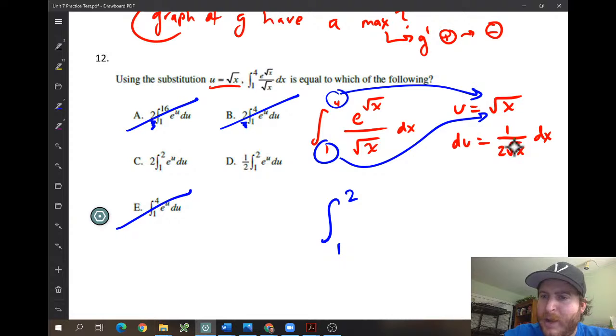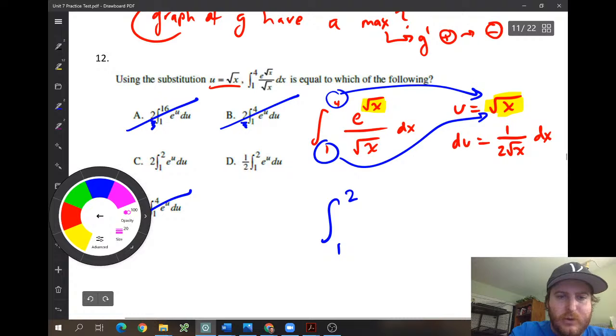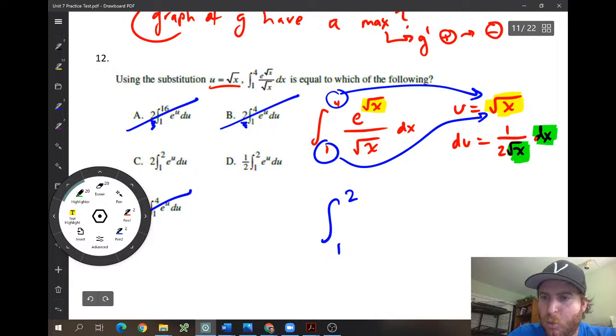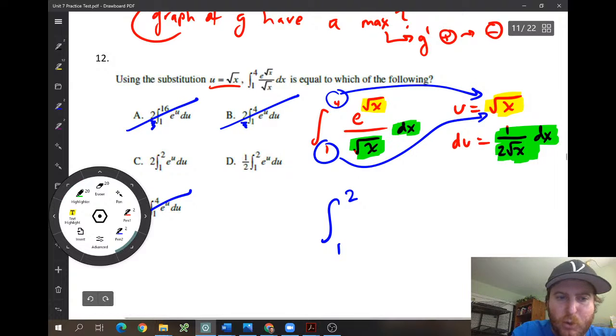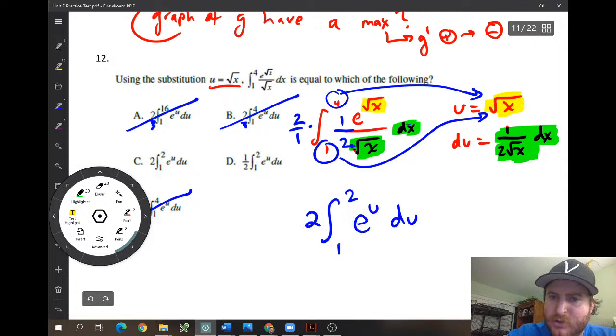So what am I missing from this? Well, square root of x is my u. And then this 1 over 2 square root of x in the denominator, dx, that's my du. Well, I have square root of x in the denominator, but I'm missing the 2. But remember, where is that 2? That 2 is in the denominator. So I need to multiply by essentially 1/2 because I want to put a 2 in the denominator. What's the opposite of 1/2? 2 over 1. So 2 over 1, e to the u, and then this whole part becomes the du. So that's why it is choice C.